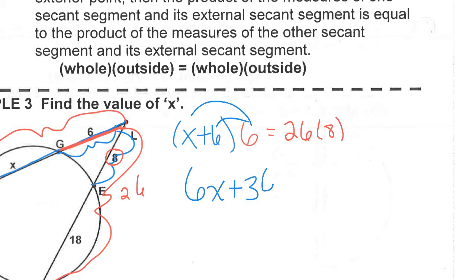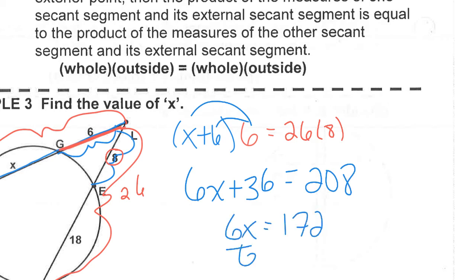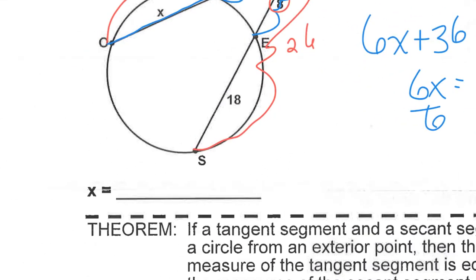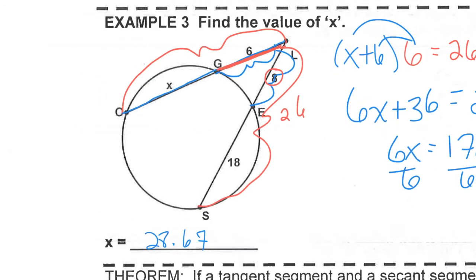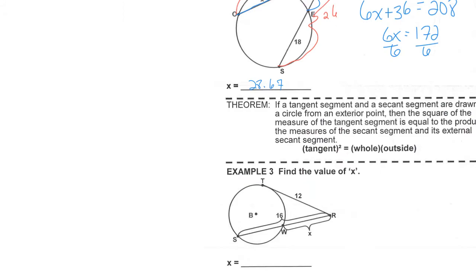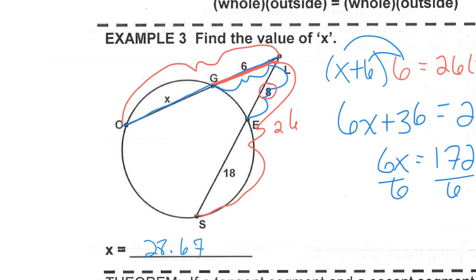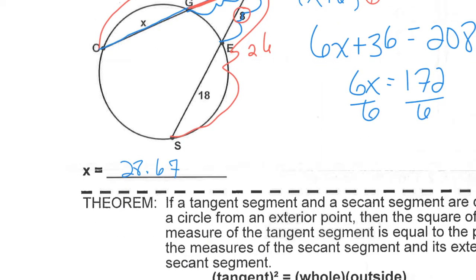6x plus 36 equals 208. And from there it should be pretty easy. So 6x equals 172. I divide both sides by 6. It's a decimal. I got 28.67. So this is going to look a little different in a second. I mean, if you look at the next example, they're not the same. So be careful when you see this connecting outside. The whole thing times the outside piece equals the whole thing times the outside piece.